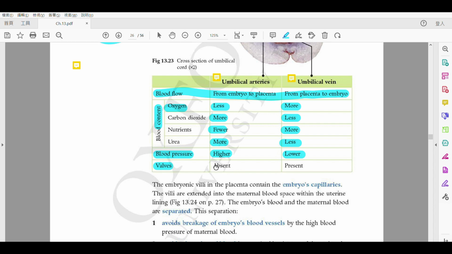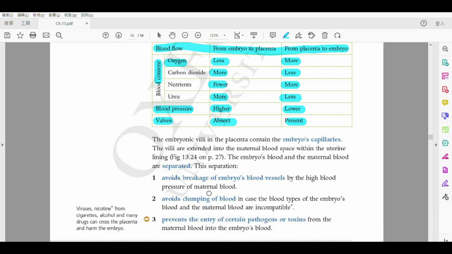This follows the principle of arteries and veins. When we talk about valves, it still follows the principle of arteries and veins. Valves are absent in arteries but present in veins. So just be careful of this one. This table is very important, but make sure that you understand the concept well as well.